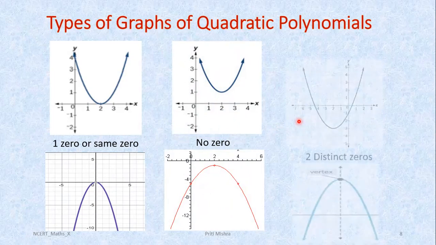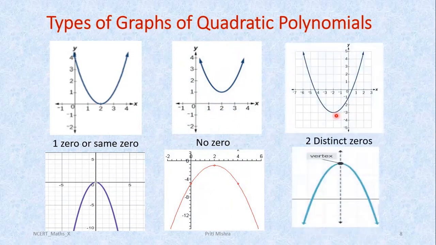After this, I'm showing you these two pics, and you can easily see that in this upward position and in this downward position, these two parabolas are cutting the x-axis at two distinct points. In the first one, these are the two distinct points where it is cutting the x-axis, and in the second one, these are the two different points. That's why we can say these are the graphical representations of quadratic polynomials which have two distinct zeros, right? So we have finished this topic too.